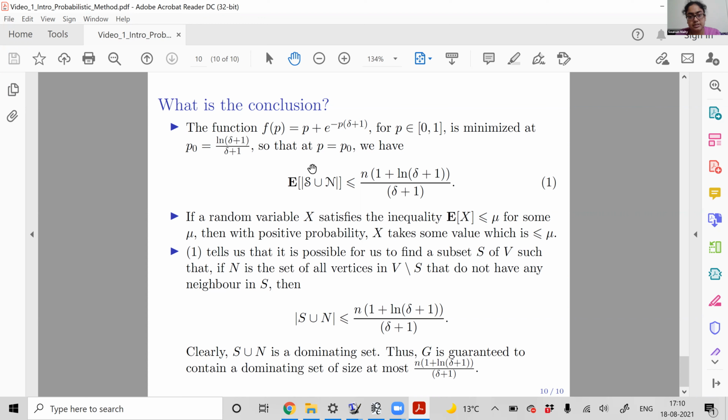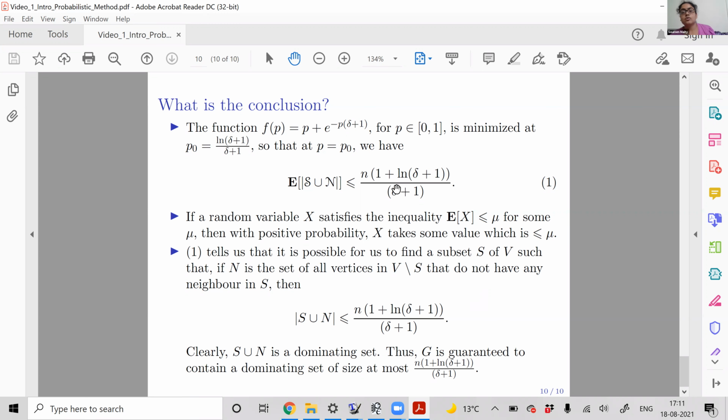So here we have a random variable, the cardinality of script S union script N, and its expectation is bounded above by this quantity. That's why I have numbered the equation, because we're going to use the equation number here. So what this equation tells us is that it is possible to find, there does exist, a subset S. Here I'm no longer using script S because I'm now talking about something deterministic. So here's where you transition from something probabilistic and random to something deterministic.